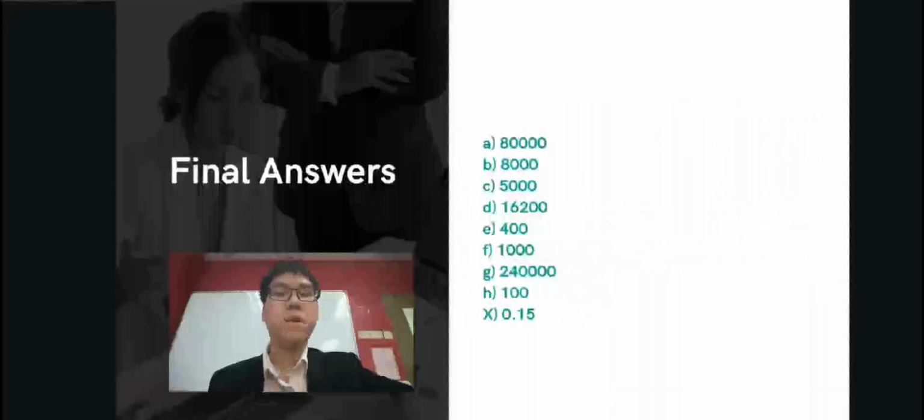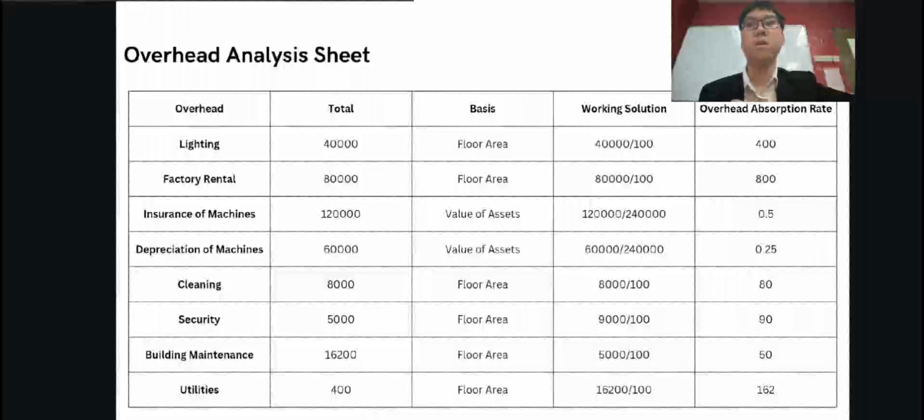So now this is the final answer of the working steps. So A, we get 80,000, B, we get 8,000, C, 5,000, D, 16,200, E, 400, F, 1,000, G, 240,000, H equals 100, and X equals 0.15. So basically, here is the overhead analysis sheet, which is the final answer. I substitute into the table, and then I redo the table.